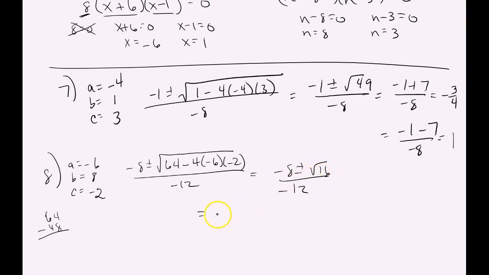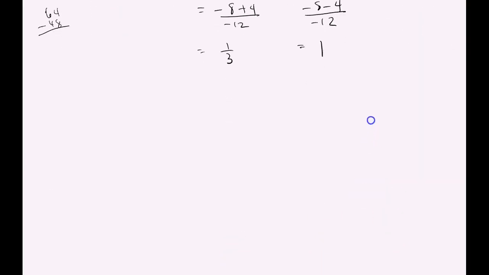That's a 4, right? So we're going to do negative 8 plus 4 over negative 12 and negative 8 minus 4 over negative 12. So this would be a negative 4 over 12, which is a 1/3. And this would be a negative 12 over negative 12, which is a 1. So those are my two answers I get on number 8.